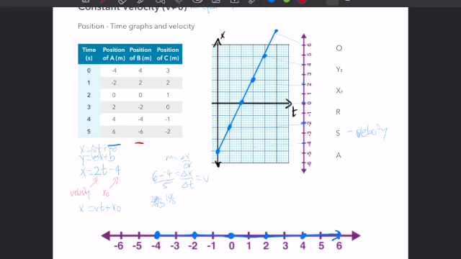We have at time 0 a position of 4. So I'll do that here. And then it goes to 2, then it goes to 0, then minus 2, then minus 4, then minus 6. Like so. Graphing those, starting at 4, then 2, then 0, then minus 2, then minus 4, and minus 6.